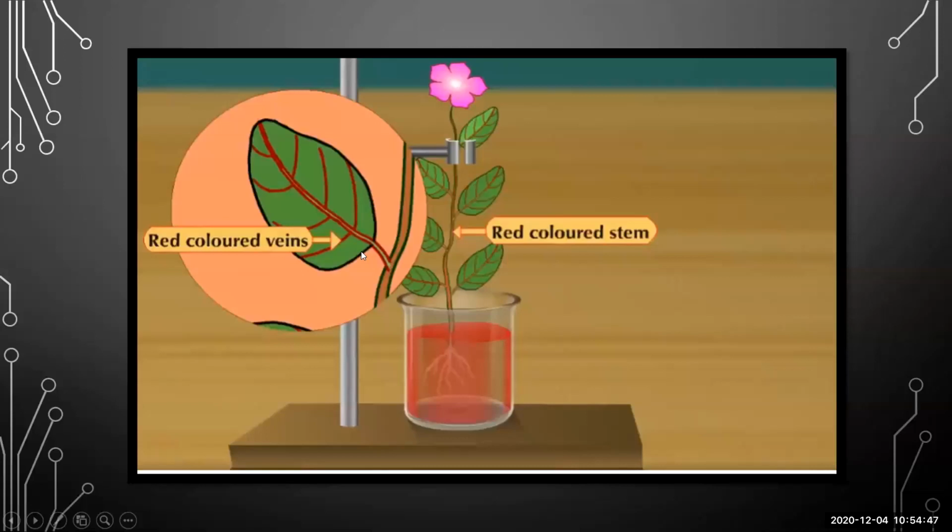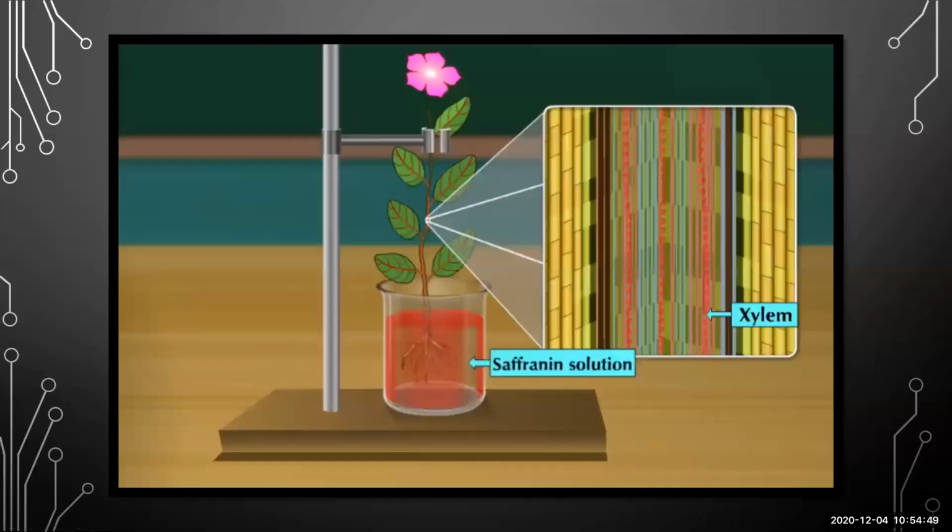Now why has this happened? Saffranin stains the xylem. The saffranin dye has stained the xylem, so it shows that there is an upward movement only. There is an upward movement. You can see in this picture the xylem is shown, which is stained with the red color, which shows the upward movement of the water.